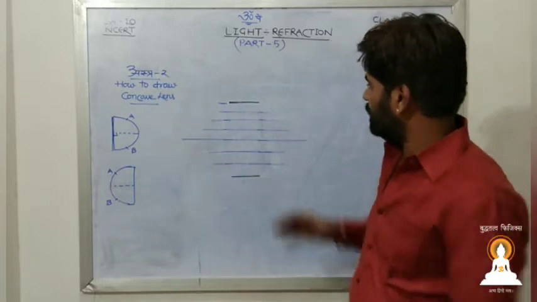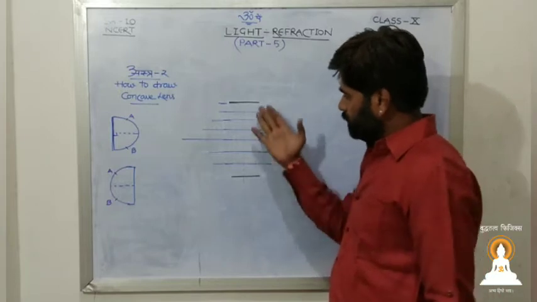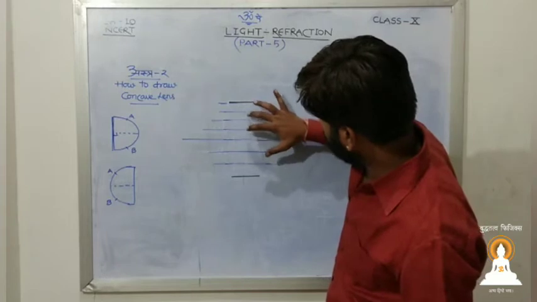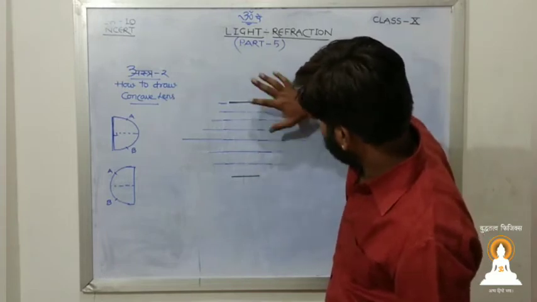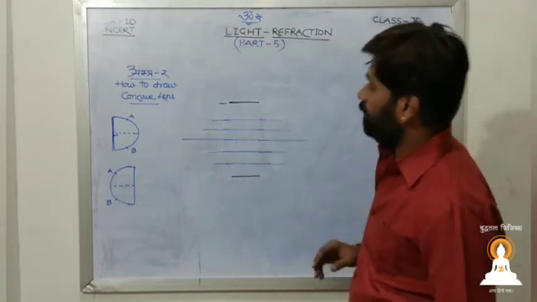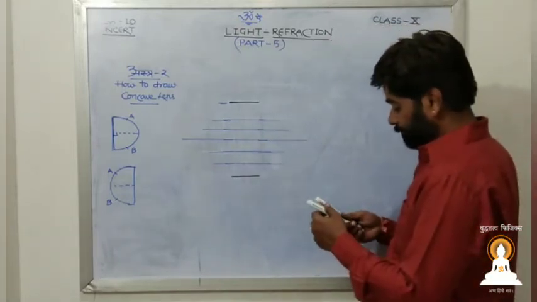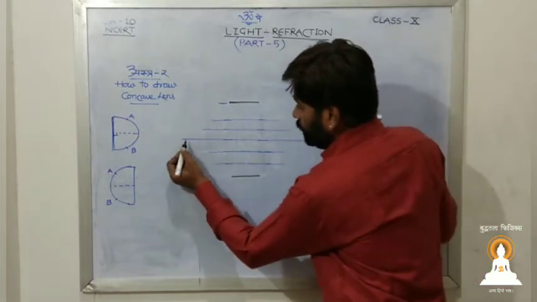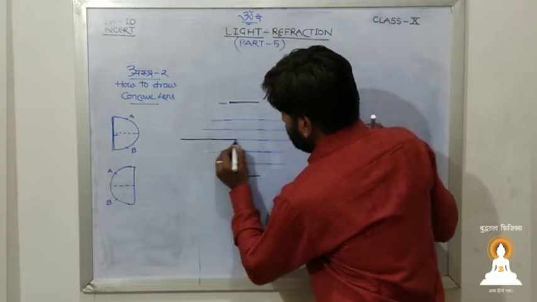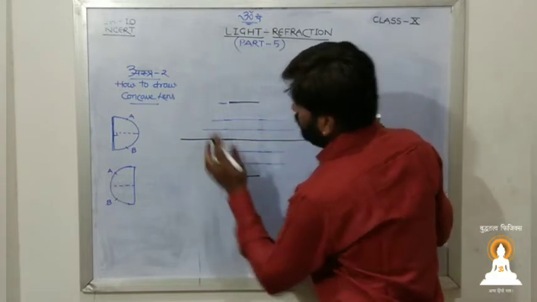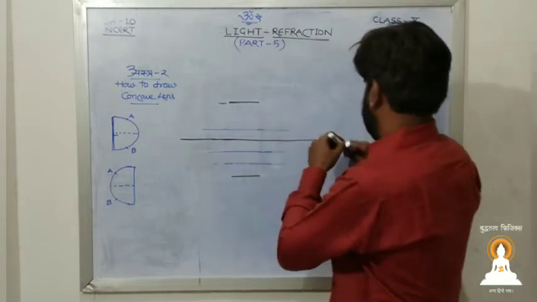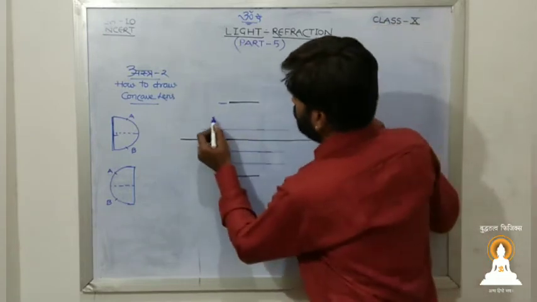In a similar manner, take a ruled page of your copy. Take 3 lines up, 1, 2, 3, and 3 lines down. Now listen carefully. Choose a principal axis, so that from the principal axis there are 3 lines up and 3 lines down.